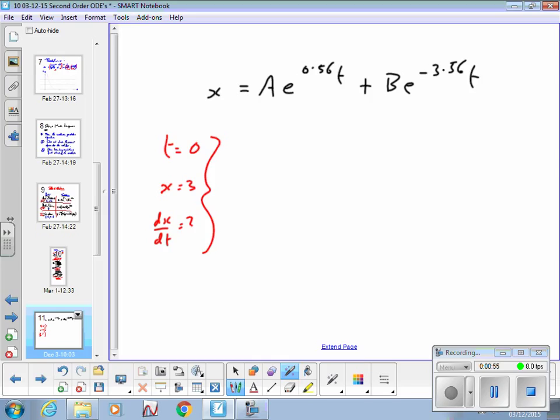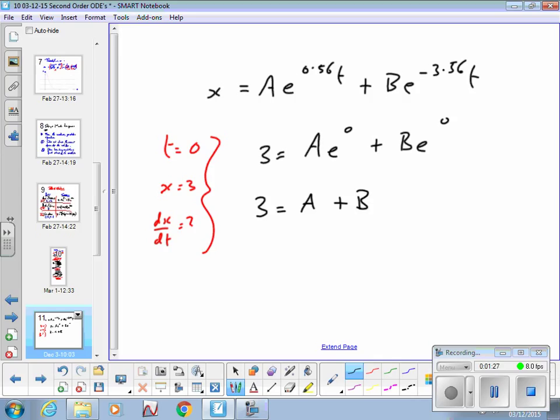So let's start. So the first one, when t equals 0, then x equals 3. So 3 equals a e to the 0 plus b e to the 0. Because when t is 0, the power's gone. Anything to the power 0 is 1. So we've got that 3 equals a plus b. So we've got one equation.